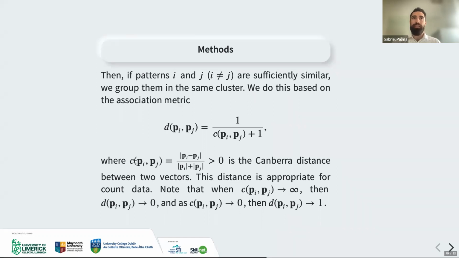The Canberra distance has the following idea. This is how we compute it, and this is good for count data as well. One thing I'd like to mention is that when the Canberra distance tends to infinity, this association tends to 0. And if the Canberra distance tends to 0, meaning the patterns are very close to each other, then the association goes to 1. So using this association, we start the method. First, get the matrix, and then you come up with the clusters.